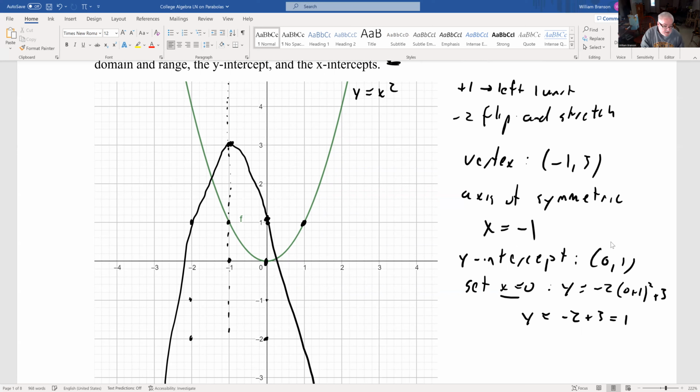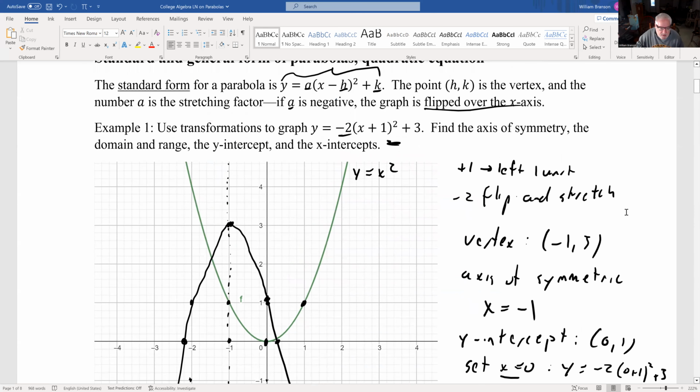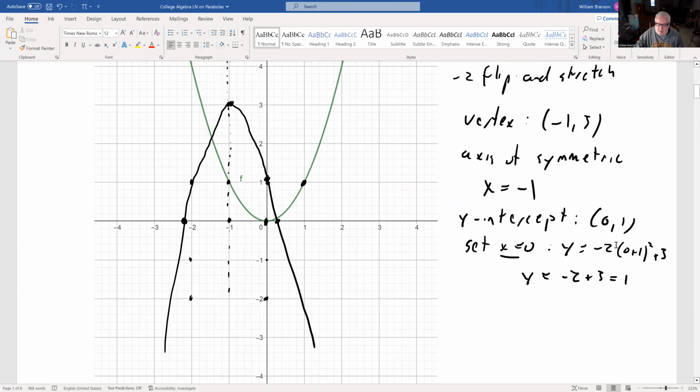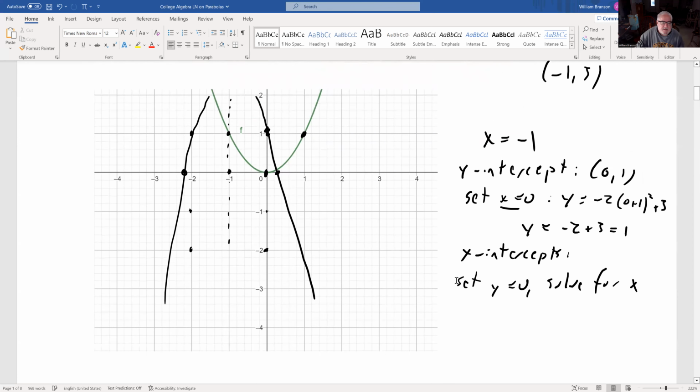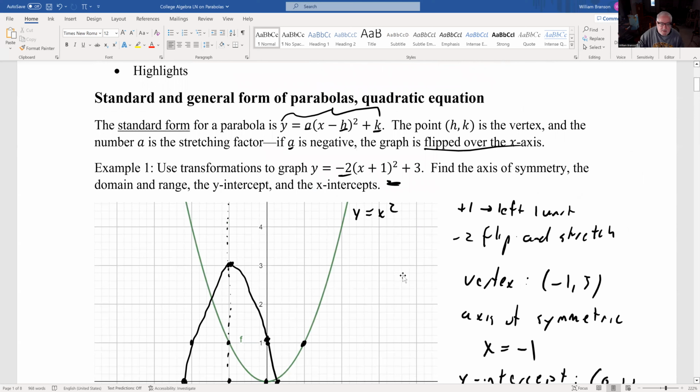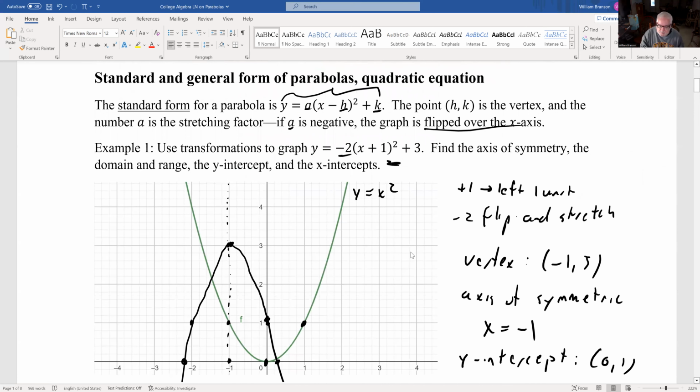That's this point. And the x-intercepts are there and there. What are the x coordinates of the x-intercepts? So to find the x-intercepts, set y equal to 0, solve for x. And so here we're dealing with y equals -2 times the quantity (x plus 1) squared plus 3.